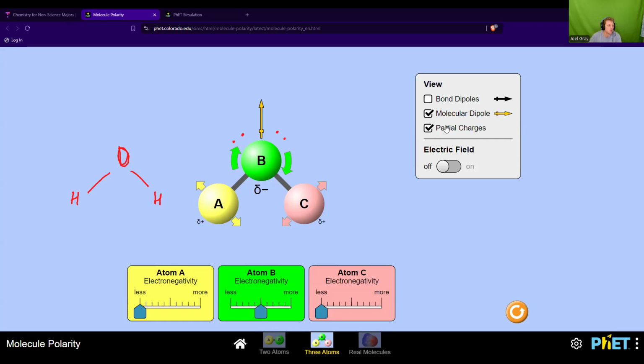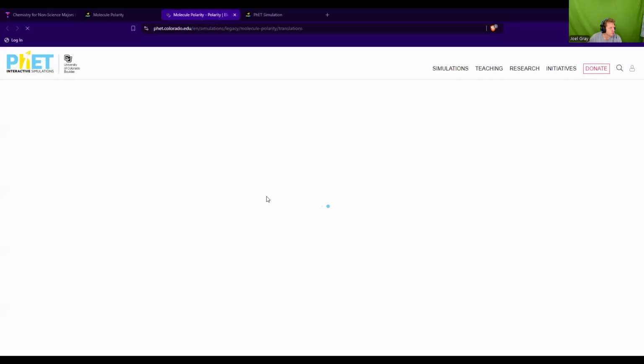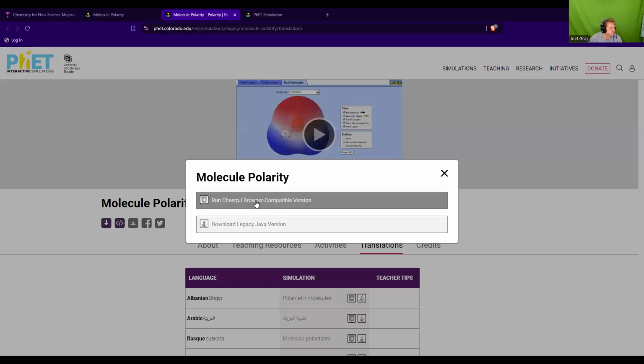Now, last but not least, let's look at some real compounds. We've looked at these simple models, a two-atom and a three-atom molecule. Now let's look at some real molecules. I thought that this was working yesterday. Let's see if this works.